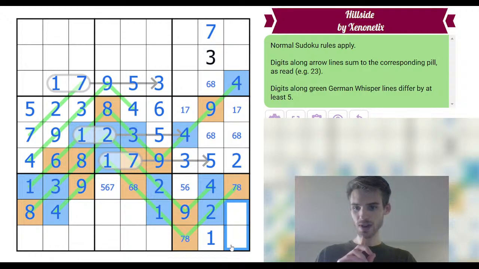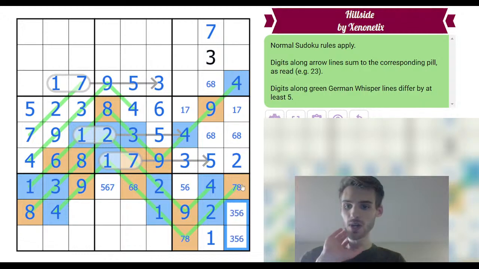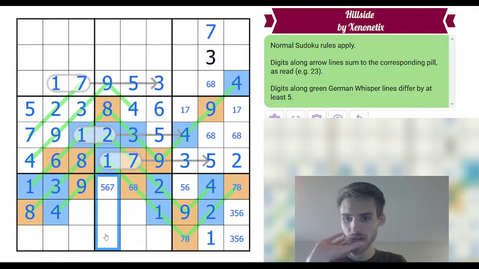Down here we have 5, 6, and 3. Should not resolve. There's definitely a 5 in here. There's a 9 at the bottom because of these 9s and that 9.